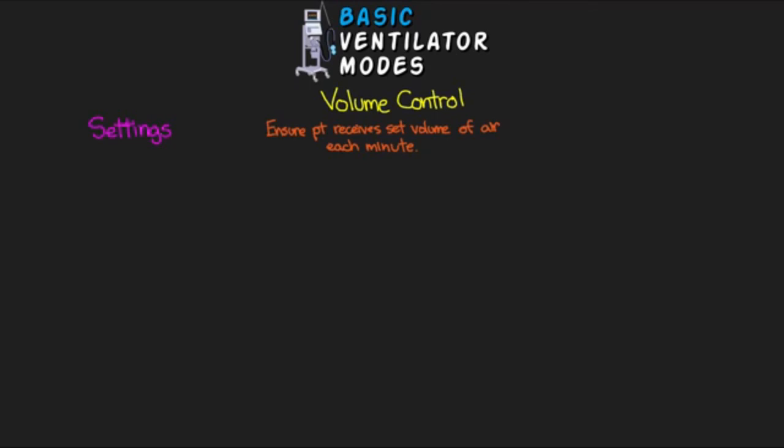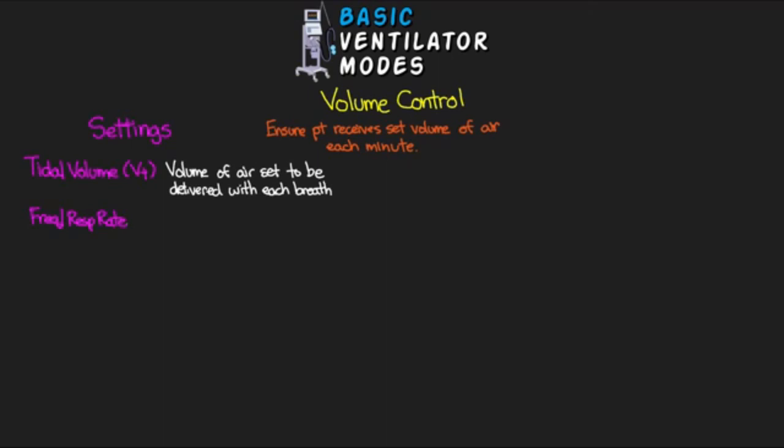All right, so the first thing that we're going to talk about in our settings is something that we call our tidal volume, and this you'll see as the setting VT. Essentially, our tidal volume is the volume of air that's set to be delivered with each breath to our patient. The next setting that I want to talk about is something that we call frequency, also known as our respiratory rate. This one you'll usually find abbreviated as either F or RR. It should be pretty self-explanatory: it's how many breaths per minute are being delivered to our patient.